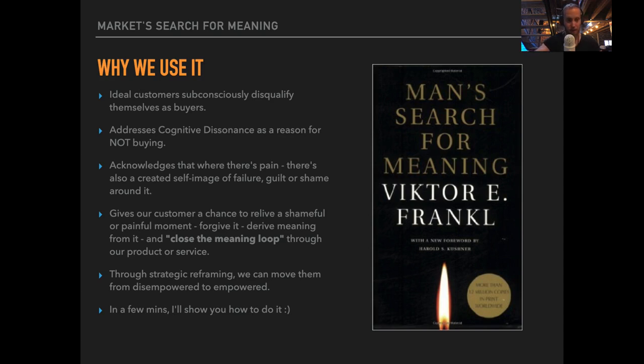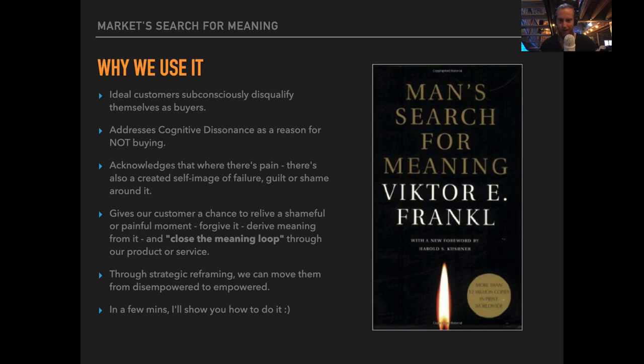Another thing we see when we dive into this template is that we need to acknowledge that where there's pain, and we talk so much about pain in marketing and copywriting, wherever there is pain, especially where your prospect is implicit in having created it or having brought it upon themselves, there's always going to be a corresponding self-image of failure, guilt, or shame around it. And these are not the kind of emotions that lead to buying behavior. So this is a double-edged sword of pain.